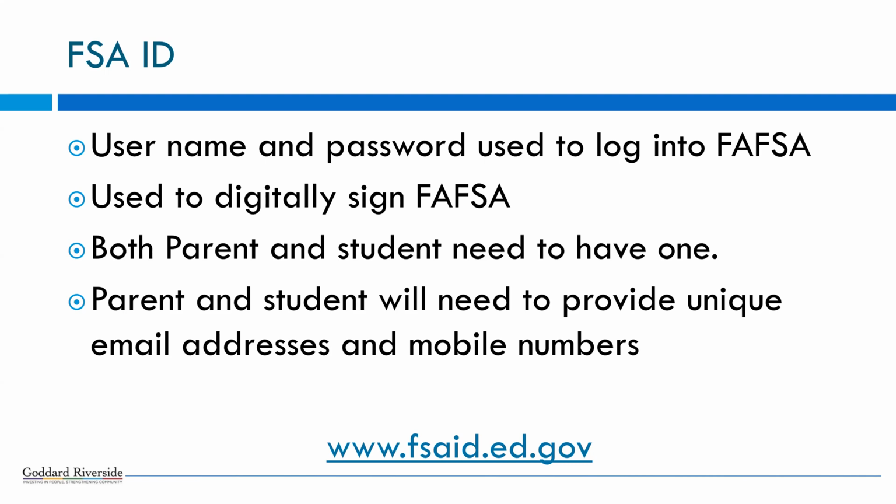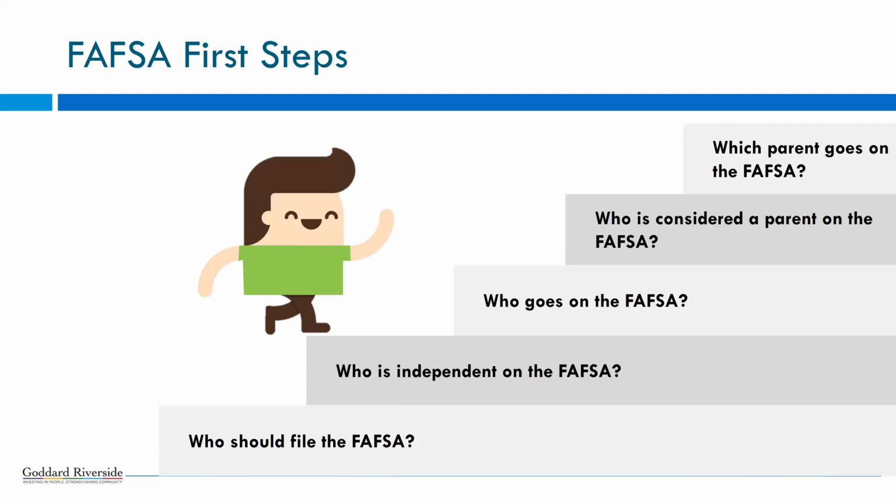All right, moving on to some first steps for FAFSA. We're going to take a look here at who should file FAFSA. Then we're going to look at who is an independent student on FAFSA, so you know if you're working with a student who qualifies. We're then going to look at who goes on FAFSA and figure out which parents go on there, which person's income goes on there, and all of that. Then we're going to look at who's considered a parent on the FAFSA. Then we're going to take a look at which parent goes on the FAFSA. So in the event that we're dealing with parents who are divorced or separated, whose income are you reporting?